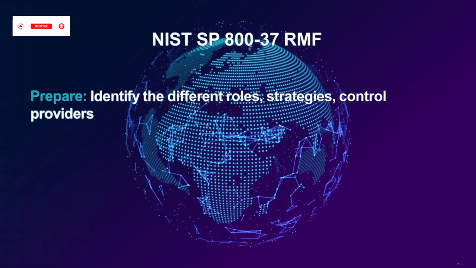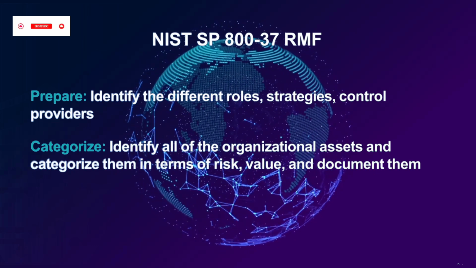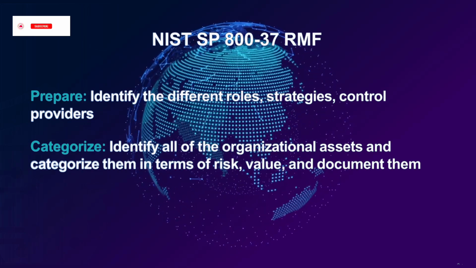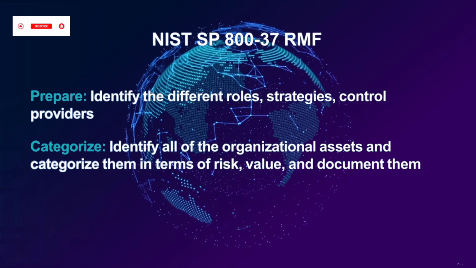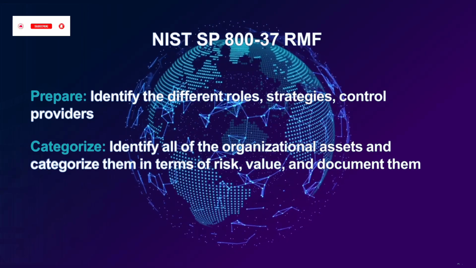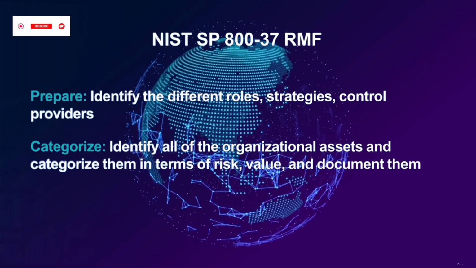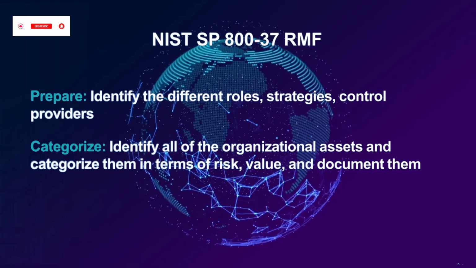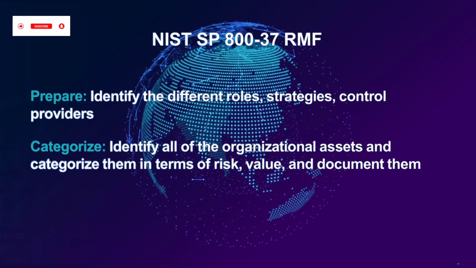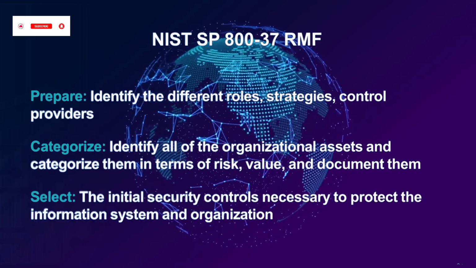So you are going to identify all the organizational assets and you are going to categorize them in terms of risk, the value, and then you are going to document those things. Really what we are looking to capture here are the organizational assets and the data types. You are looking to capture your data types because that determines what security controls you are going to select. And now you are going to select security controls based on what you have categorized.